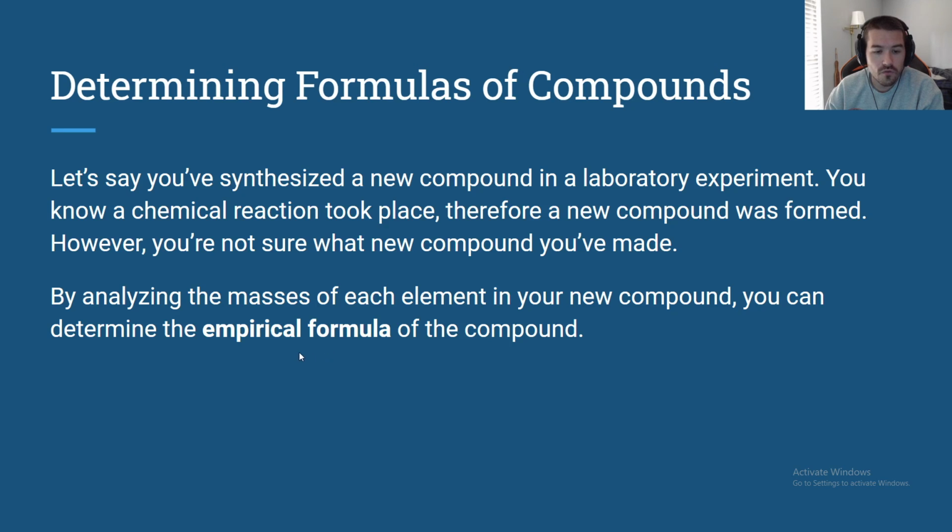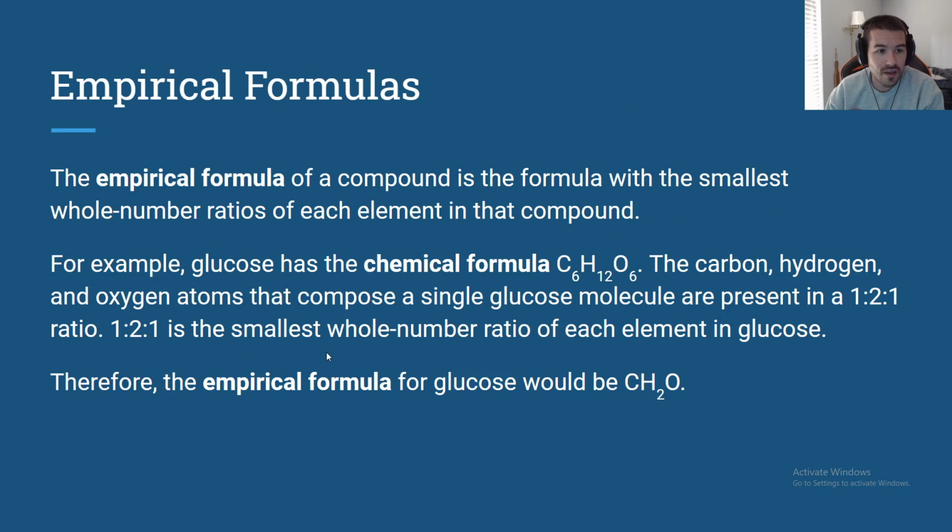Okay, so what is an empirical formula? All right, and this is really important, guys, because I guarantee you this is going to show up on the AP exam like 100%. Okay, empirical formulas. So the empirical formula of a compound is the formula of that compound with the smallest whole number ratios for each element in the compound. Okay, and I have a nice little example here that should make that pretty clear.